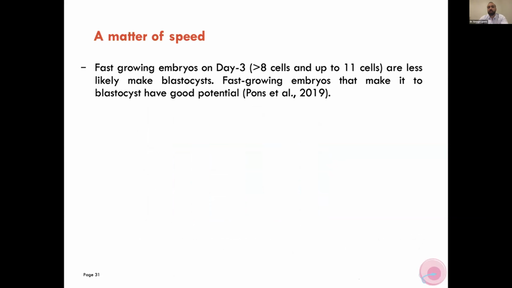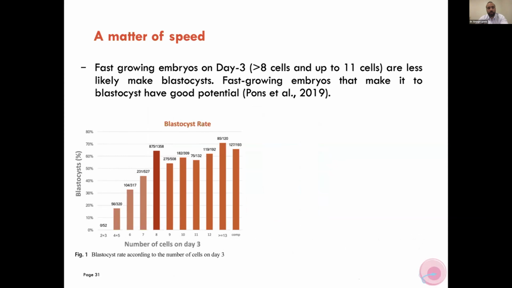There are also studies that show that fast-growing embryos on day 3, more than 8 cells and up to 11 cells, are less likely to make blastocysts. But if they make it to the blastocyst, they thereafter have good potential. So we can see here with the 8 cells, the blastulation rate is very high. It drops a little bit when it comes to 9, 10, 11, 12 cells. And after 13, it picks up again.